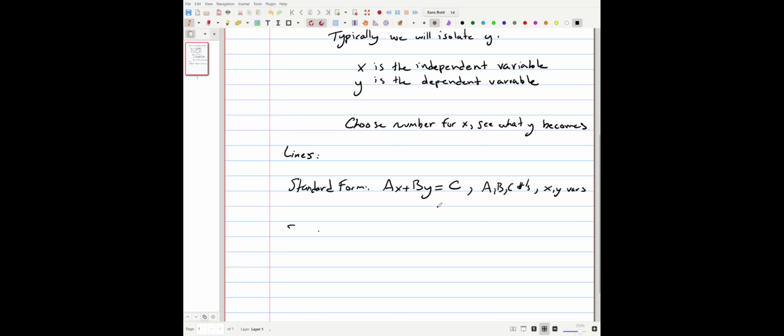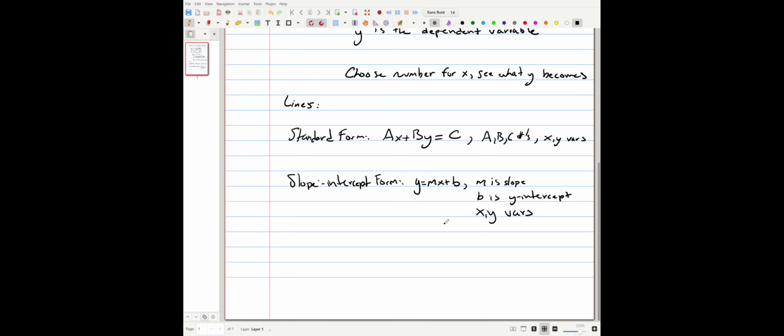Okay, you have slope intercept form. So that looks something like this: y equals mx plus b, right? M is slope. B is the y-intercept. And that's essentially where the name comes from, slope intercept form. And once again, x and y are just variables.